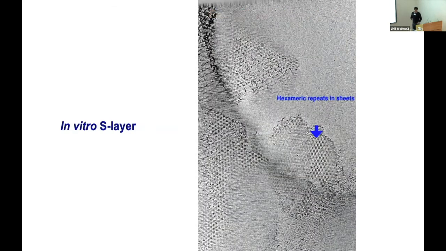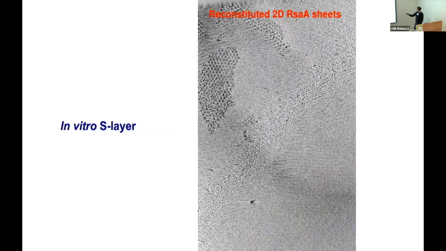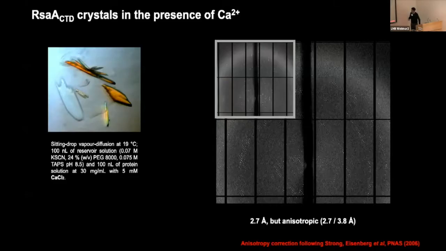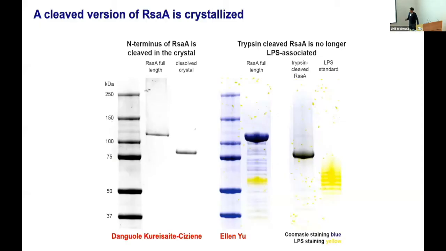And we used this in vitro system to solve the structure of the S layer. So how does the protein form the lattice on cells? We took these reconstituted S layer sheets and built up three-dimensional crystals, like these plate-like crystals. And these crystals we used for X-ray diffraction experiments to solve the X-ray structure of this S layer.